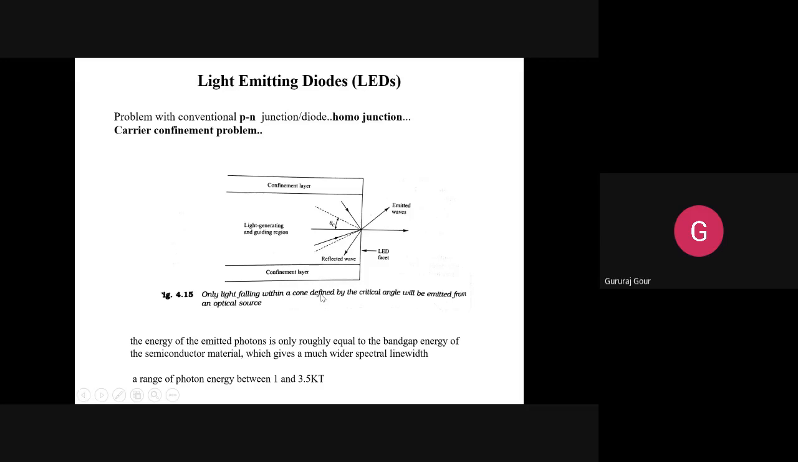So cone angle we discussed, no, the defined the first model, numerical aperture, cone, that one. Only the light falling within a cone, in this cone, defined by critical angle. It must be defined by the critical angle.